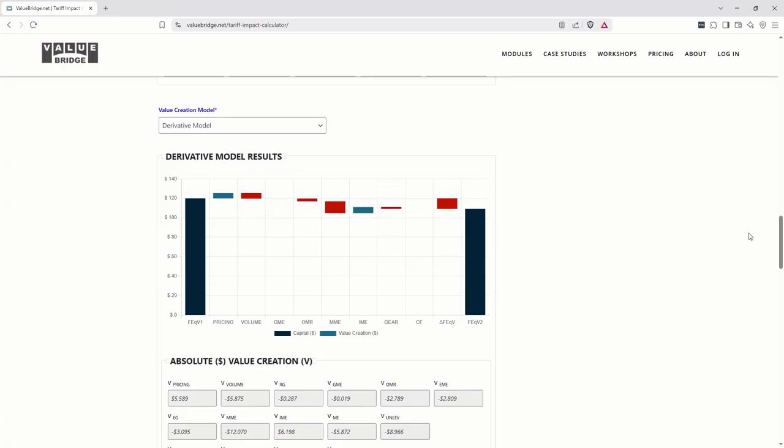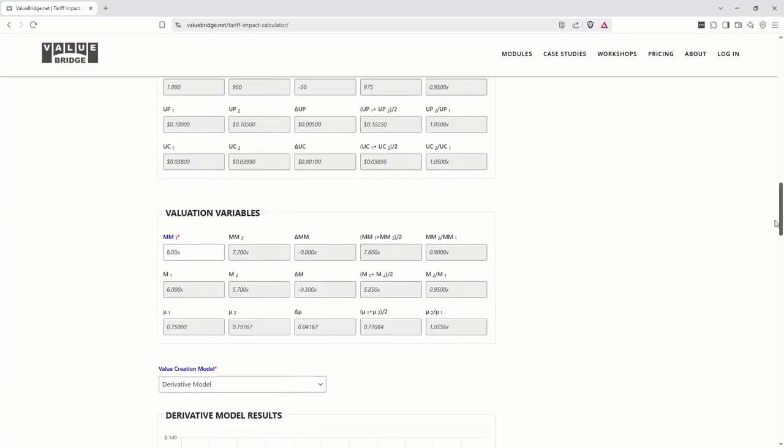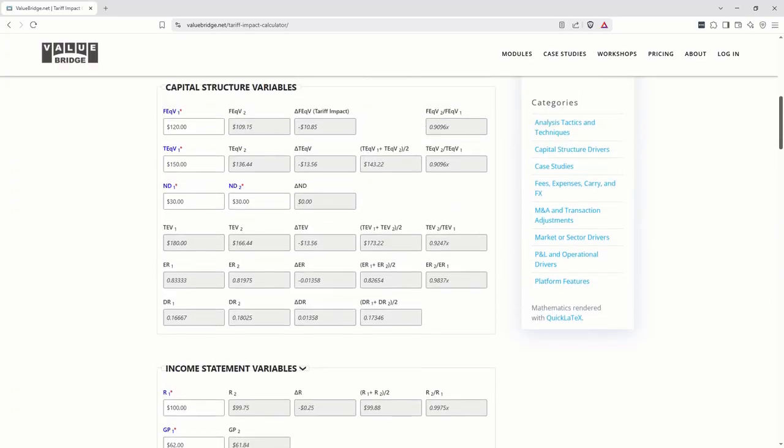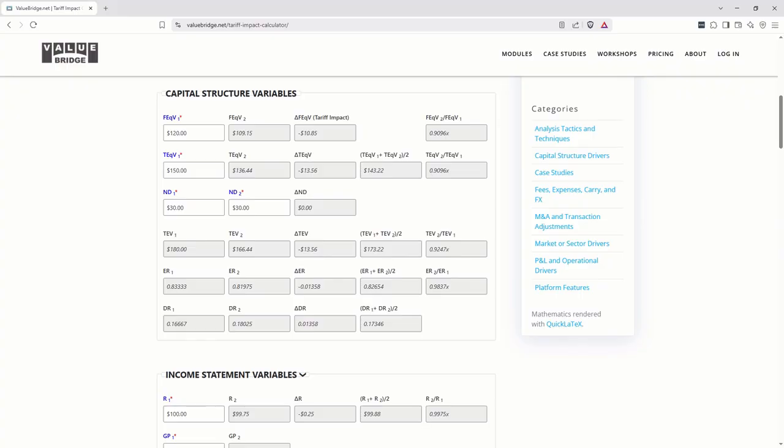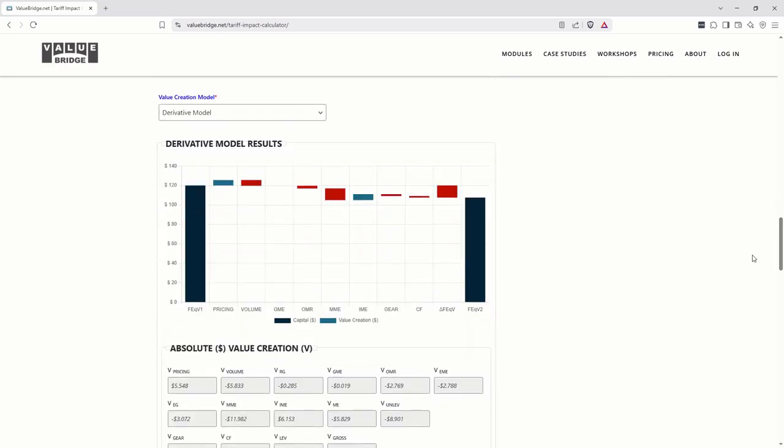One final point, this model does not automatically adjust the company's balance sheet for tariff-driven changes to company cash flows, but you could do that manually up here. Let's say the tariff causes the company to burn an extra $2 million of cash, so we can increase net debt from 30 to 32, and that will appear down below as a negative cash flow generation value driver.